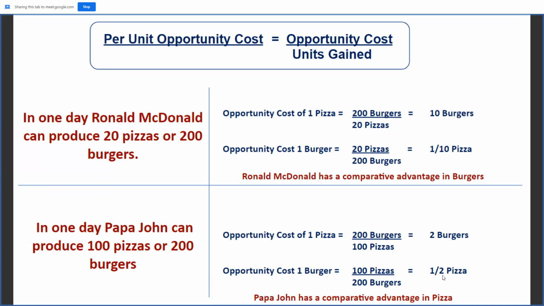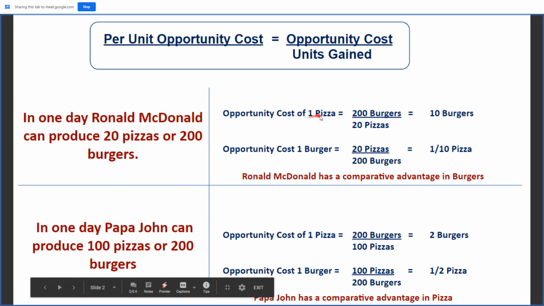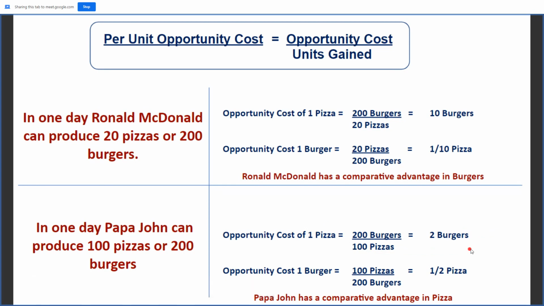So now we can compare them and see who has the comparative advantage. Starting with pizza, every time Ronald McDonald makes a pizza, he gives up 10 burgers. Every time Papa John makes a pizza, he gives up 2. So it's cheaper in terms of burgers for Papa John to make pizzas because he gives up fewer burgers. So we'll say that Papa John has the comparative advantage in pizza. If these two were willing to trade with one another, Papa John might say, why don't I make pizza? Because whenever I make a pizza, I give up fewer burgers.